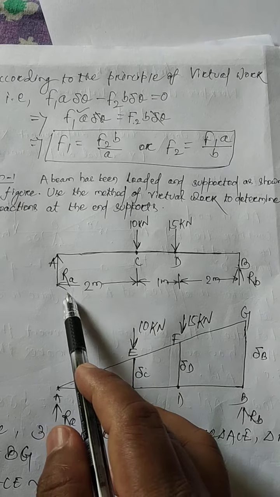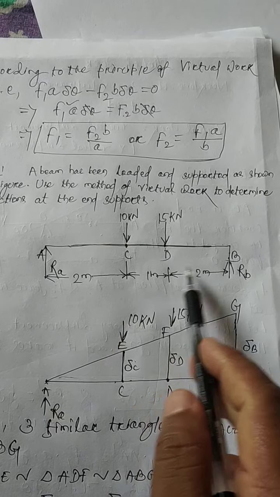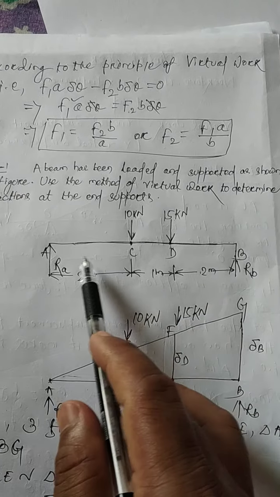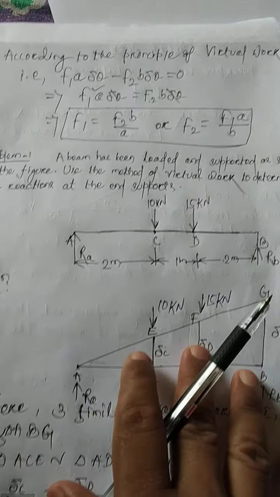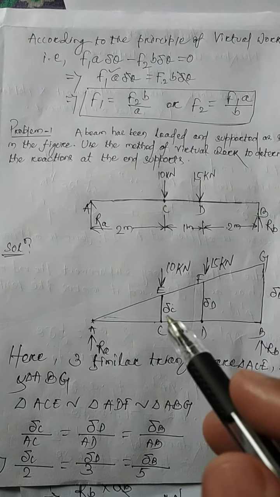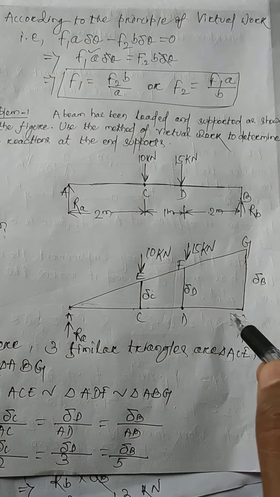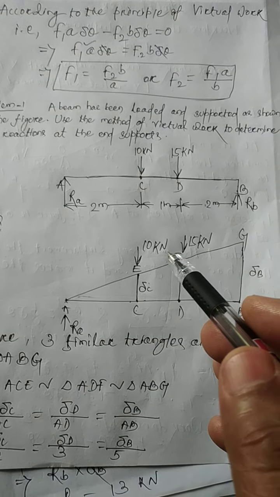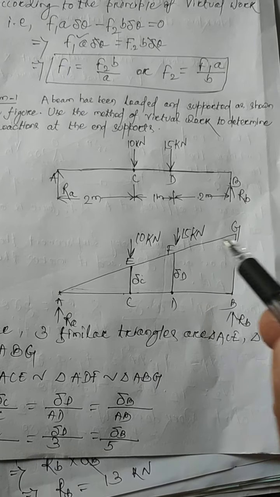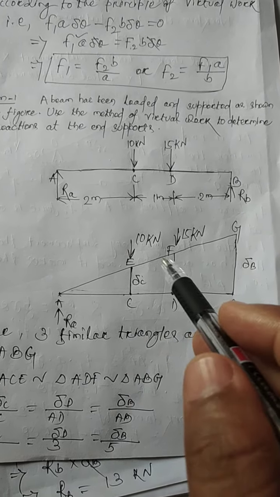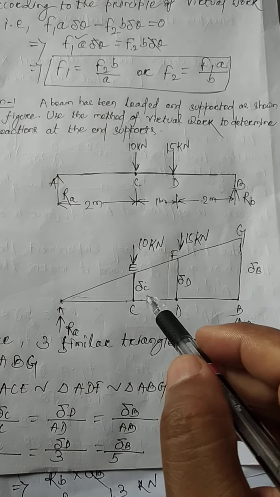Now the distance between A and C is 2 meters, CD is 1 meter, and from D to B is 2 meters. Now we have to calculate the reaction forces by using the virtual work method. So before finding the reaction forces by applying the principle of virtual work, we need to think about the imaginary displacement where the different forces act.